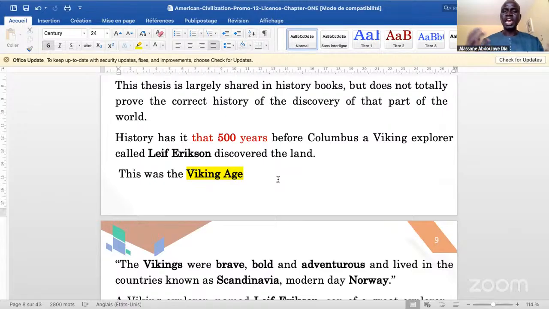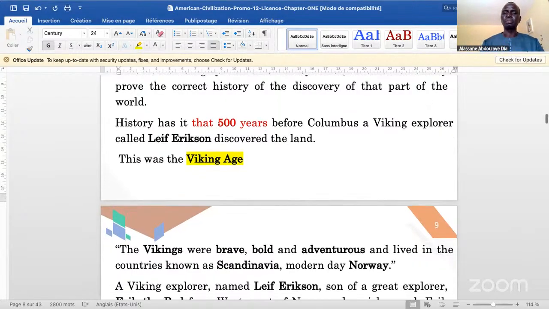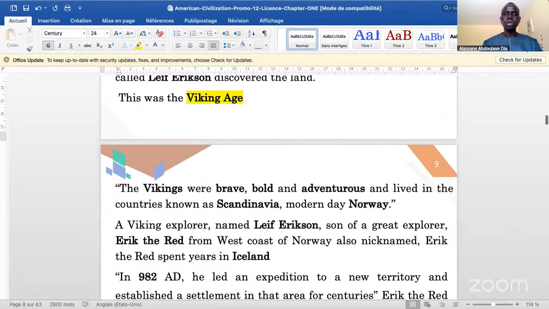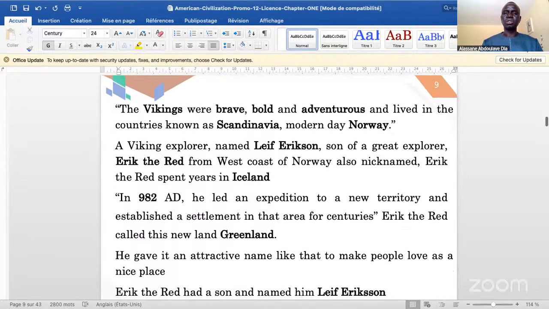The Viking Age: explorers, very adventurous, very courageous. They discovered the land before Christopher Columbus. All right? So who are the Vikings? The Vikings are a tribe. They were brave people, bold, it means big, coastal, adventurous. They like traveling, navigating, exploring.